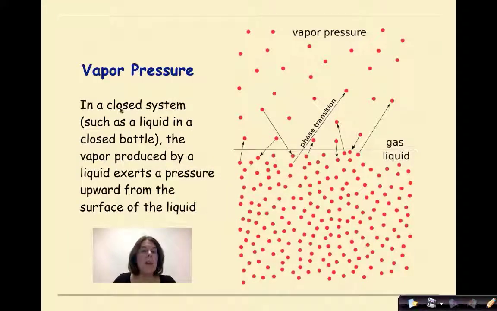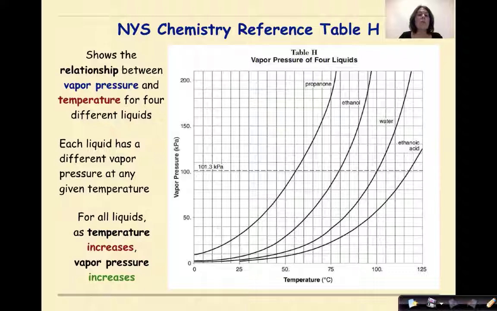Vapor pressure. In a closed system, such as a liquid in a closed bottle, the vapor produced by a liquid exerts a pressure upward from the surface of the liquid. The New York Chemistry Reference Table H shows the relationship between vapor pressure and temperature for 4 different liquids. Each liquid has a different vapor pressure at any given temperature. For all liquids, as temperature increases, vapor pressure will increase.